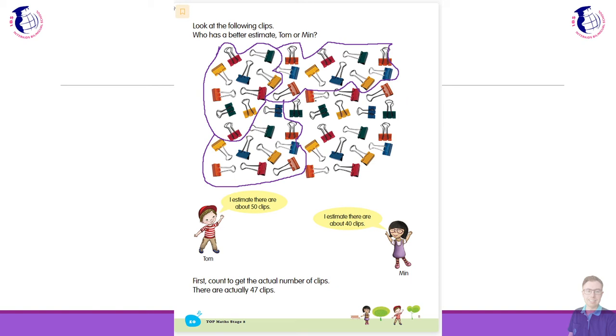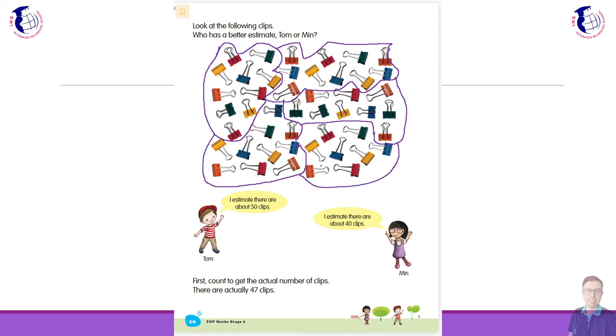Then I'm going to get another 10 across here. I've got 3, 4, 5, 6, 7, 8, 9. And I'll capture this one here as well. So across there I have another 10. So I've got 10, 20, 30, 40, and 1, 2, 3, 4, 5, 6.